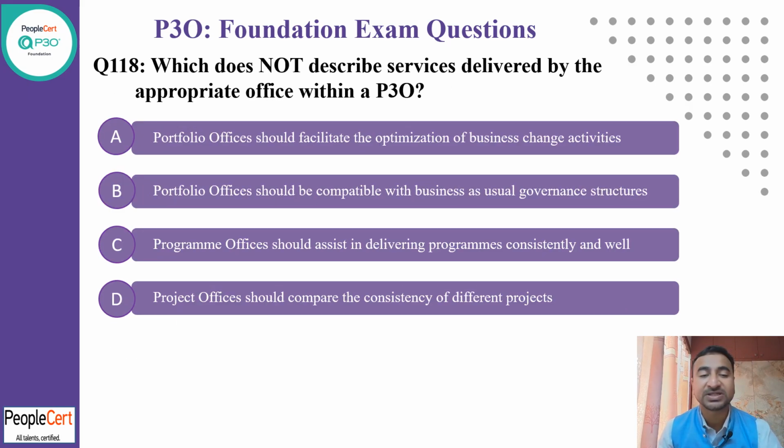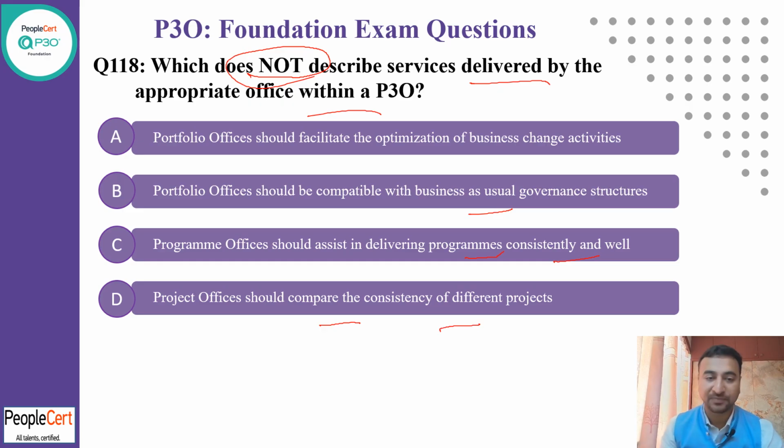Question 118 says, which does not describe the service delivered by the appropriate office within the P3O. So it's a red herring, not service delivered by the appropriate office within the P3O. Option A says portfolio office should facilitate the optimization of business change initiatives. Option B, portfolio office should be compatible with business as usual governance structure. Option C, program office should assist in delivering programs consistently and well. Option D, project office should compare for consistency.